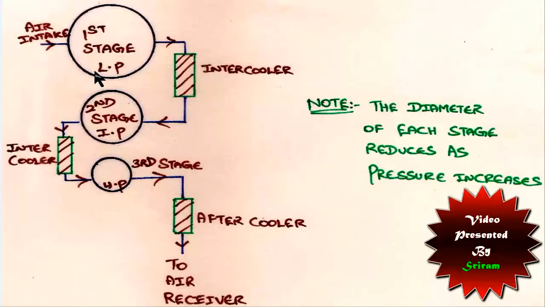We know that during compression the pressure increases as the volume is decreased. Since the volume is decreased, the pressure increases, and thus 1 meter cube of air, as it gets compressed, reaches 5 or 10 bar at the first stage outlet. So the space occupied by 1 meter cube of air at 1 bar pressure is compressed, and then the same 1 meter cube of air is now at 10 bar and occupies less volume.